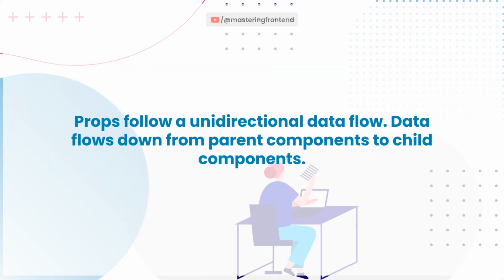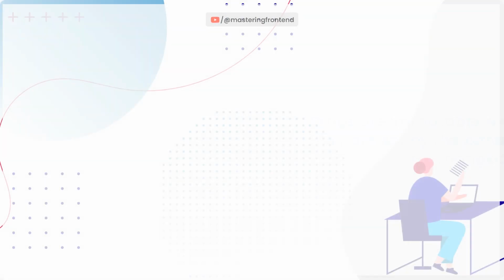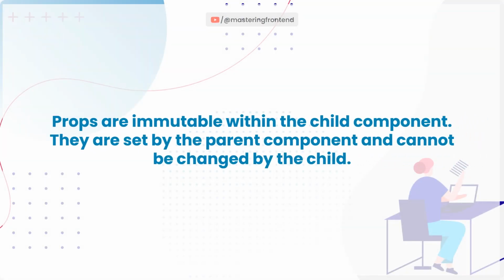Props follow a unidirectional data flow. Data flows down from parent components to child components. Props are immutable within the child component. They are set by the parent component and cannot be changed by the child.